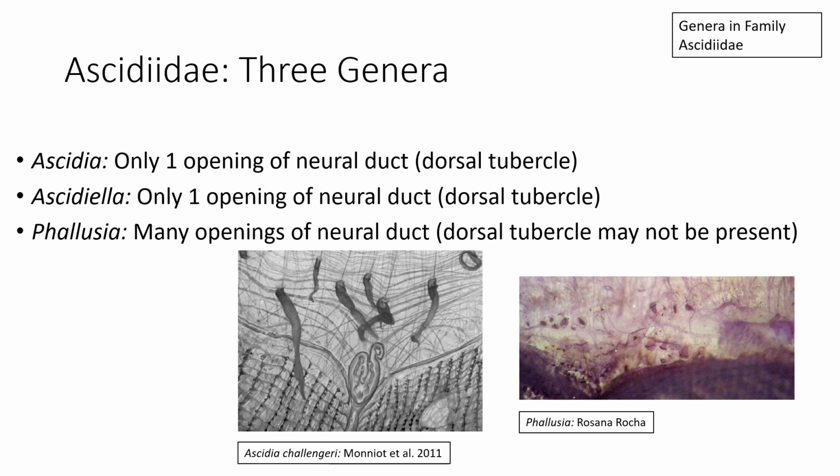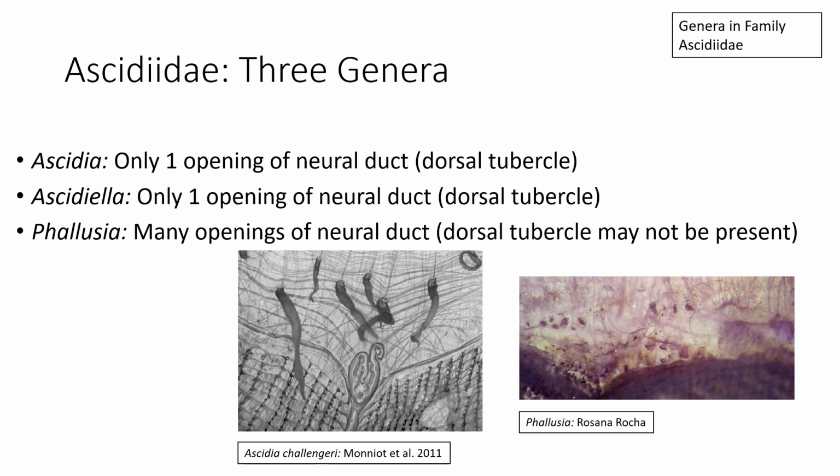And the dorsal tubercle is in the center of this photograph here. And then on either side of the dorsal tubercle, you see lines moving to the left and to the right. Those lines are part of the neural duct. They can also have separate openings. The dorsal tubercle is by itself an opening of the neural duct, but those bands that move left and right of the dorsal tubercle can also have their own separate openings.